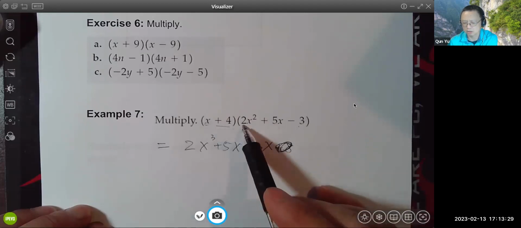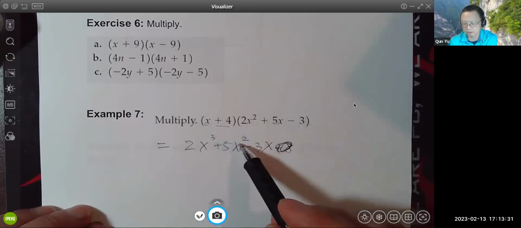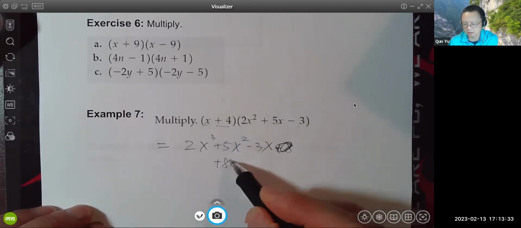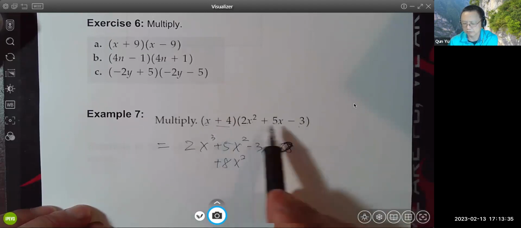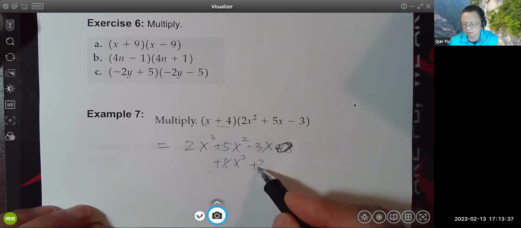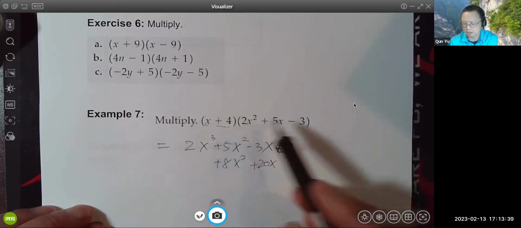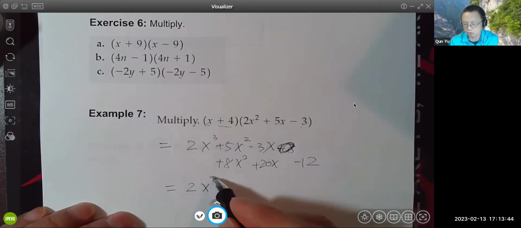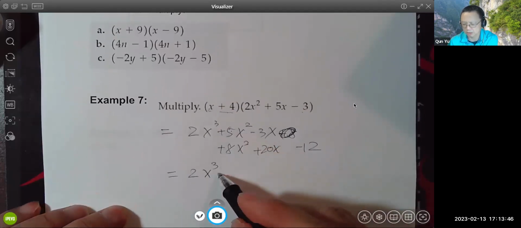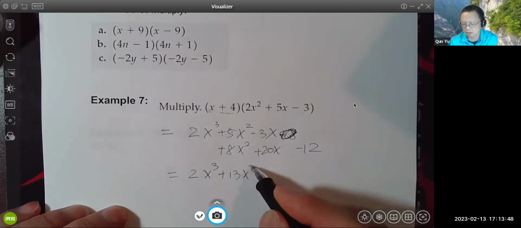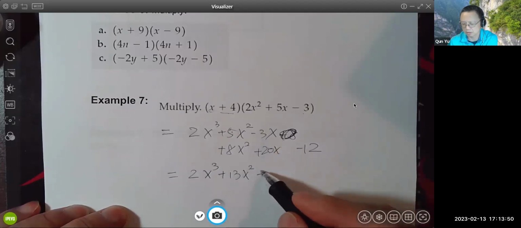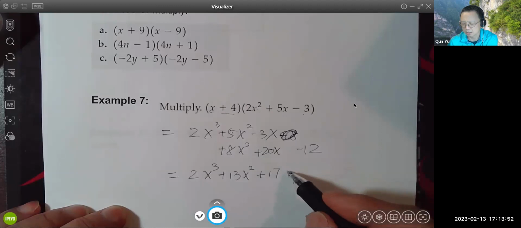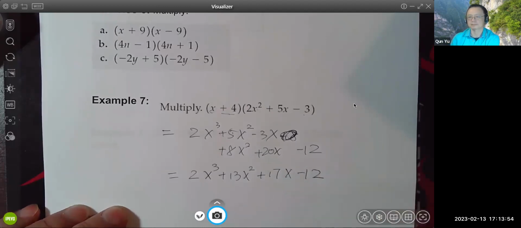4 times 2, that's 8x squared. This is the square term. 4 times 5, 20x, positive 20x. 4 times negative 3, negative 12. Now combine like terms: 2x cubed. These two combined, positive 13x squared. These two combined, positive 17x minus 12. So that's our final answer.